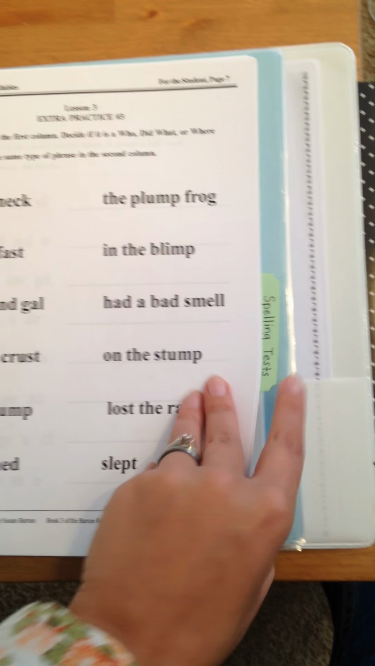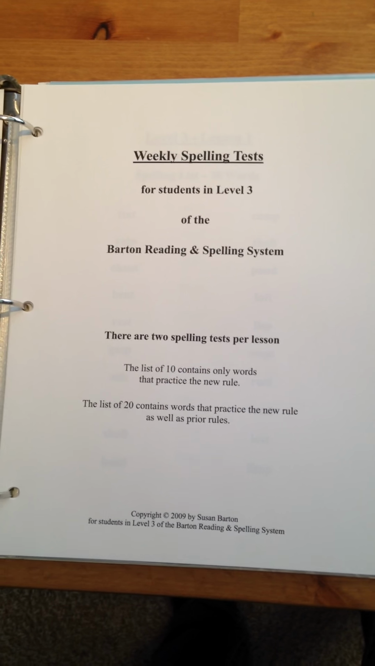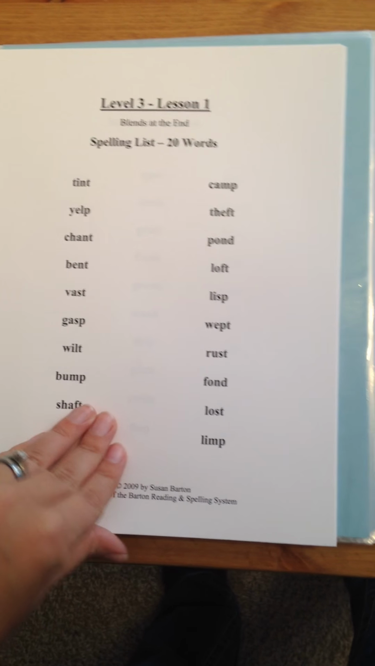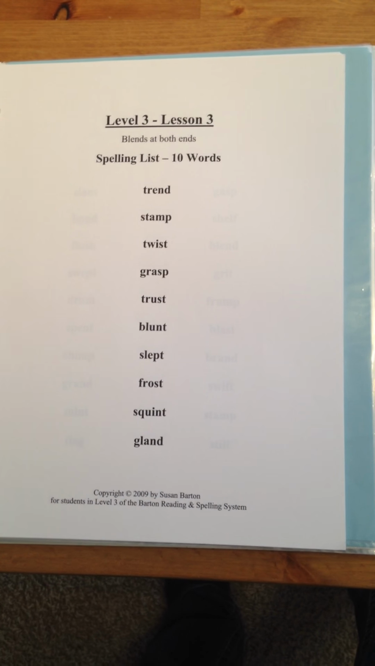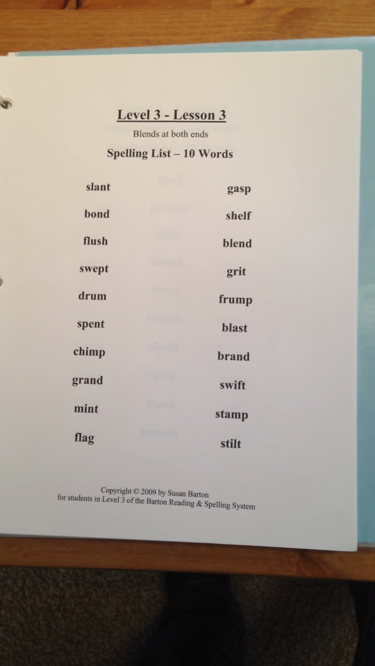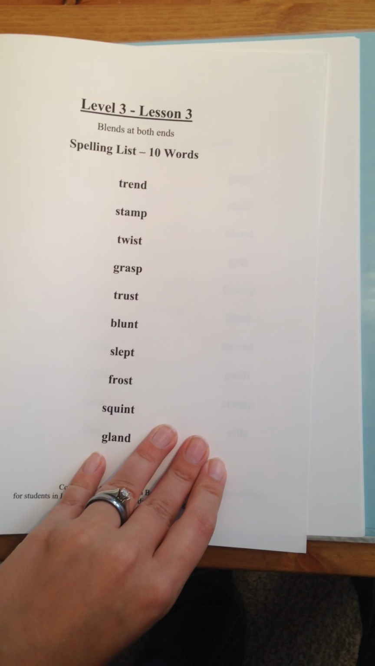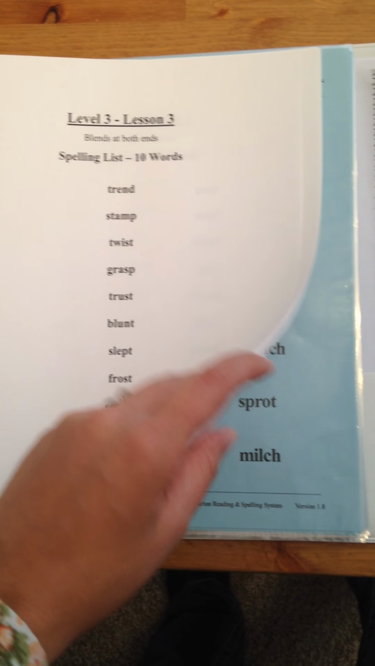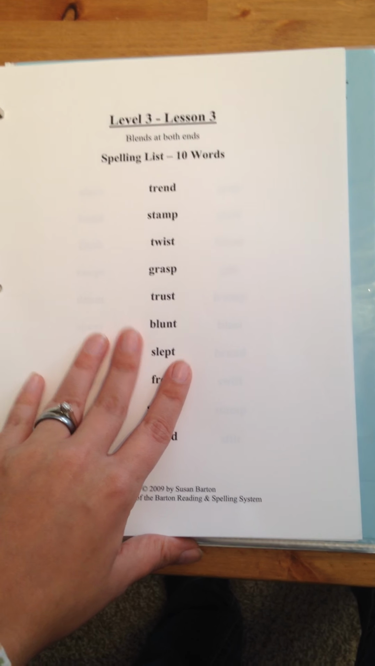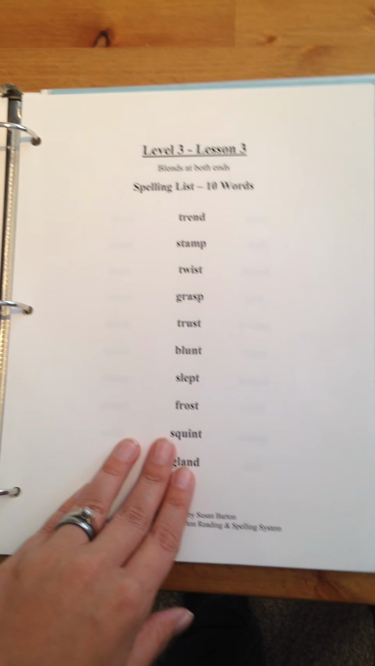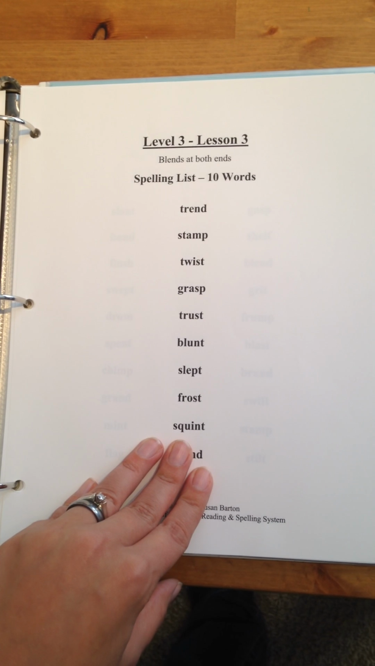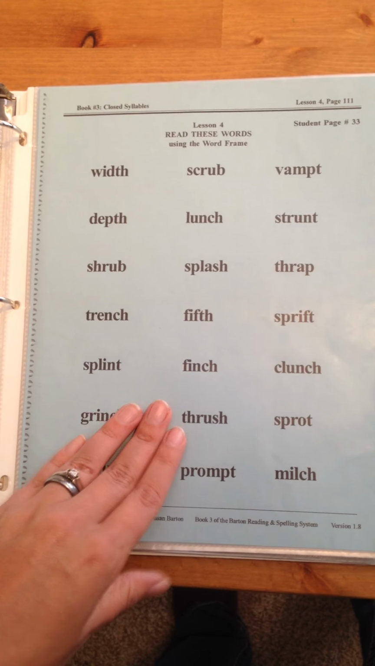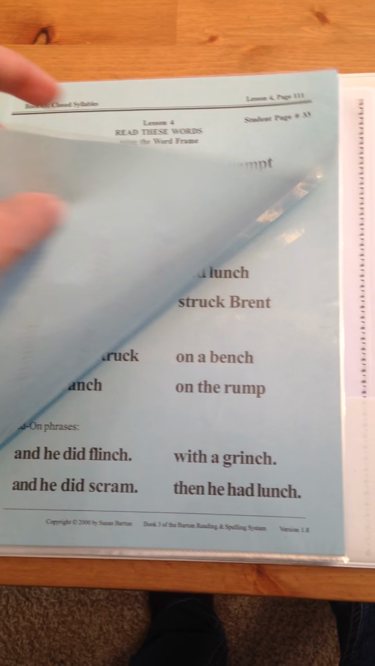The next tab is spelling tests. These again are weekly spelling tests that I got off of the website, and she has a spelling list of 10 words and 20 words for every single lesson, which is really useful. So I use these to check how the kids are doing as we finish up each lesson. These stay in here. I don't photocopy them. I just read them out to the student from this binder where they can't see it, and they write it down on notebook paper. The last section is the student pages, and I keep these in a clear protective sleeve.